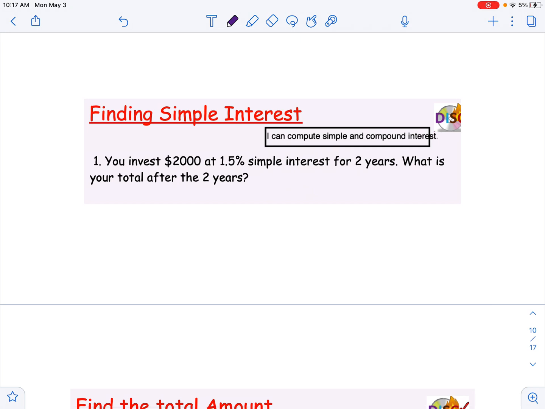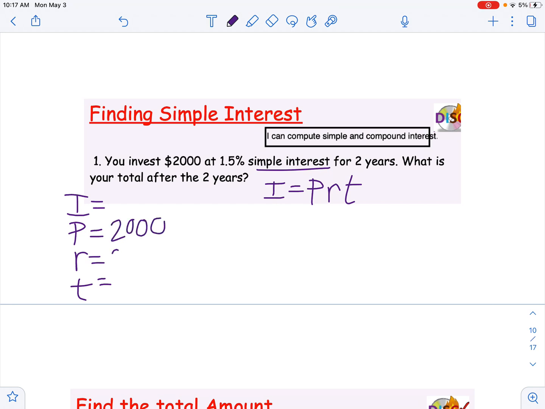So this one says you invest $2,000 at 1.5% simple interest for 2 years. What is your total after 2 years? So this is just simple interest. So we're just using our formula I equals PRT. Our investment was $2,000, our starting amount.